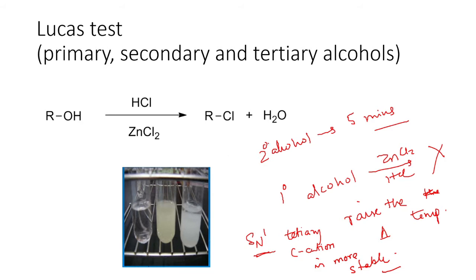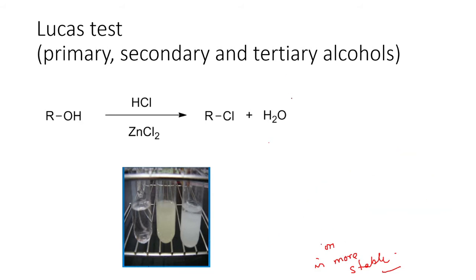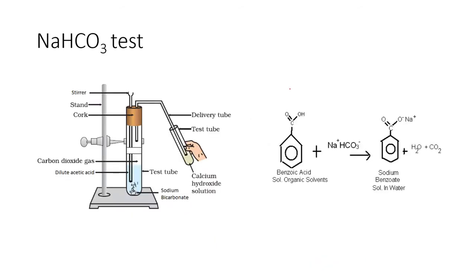As this is a revision class, I will proceed with what is on the PPT. Next, I'm going with the NaOH test. The NaOH test is basically used to identify the COO minus group, or carboxylate group. Here, if you observe, I have given a diagram of a test tube. First, ignore that. If I take benzoic acid and make it react with sodium bicarbonate, NaHCO3, what will happen? Sodium benzoate will be formed.